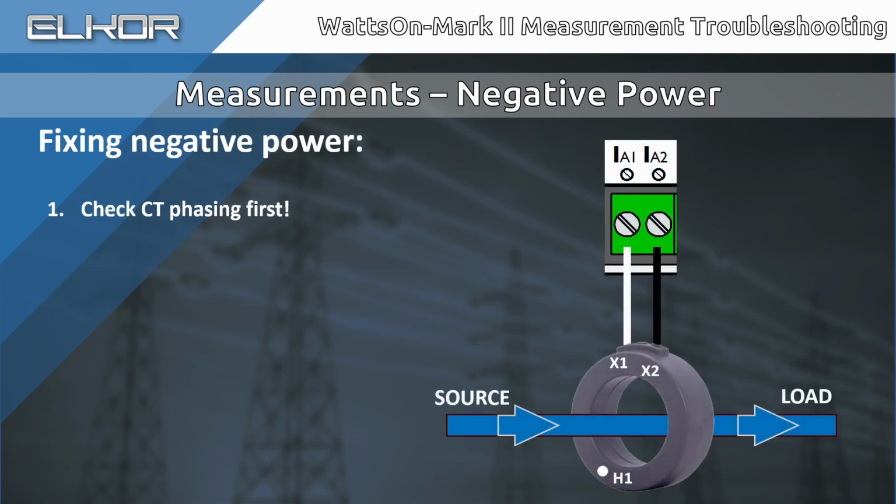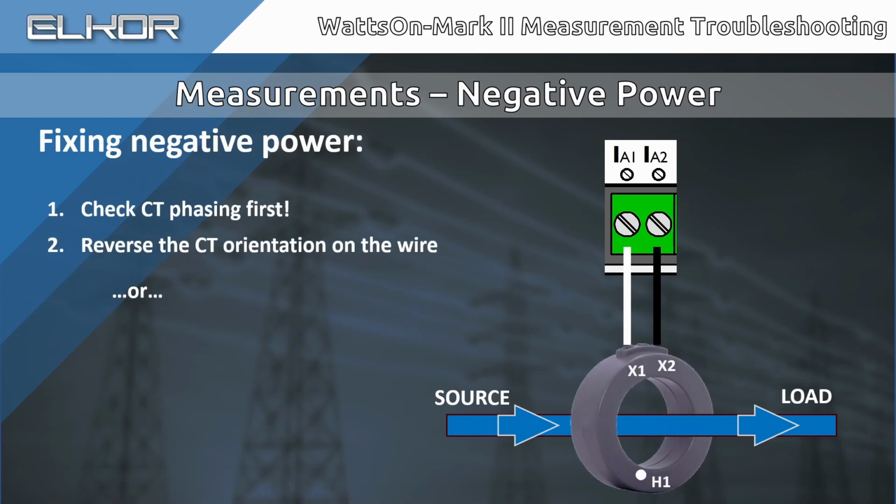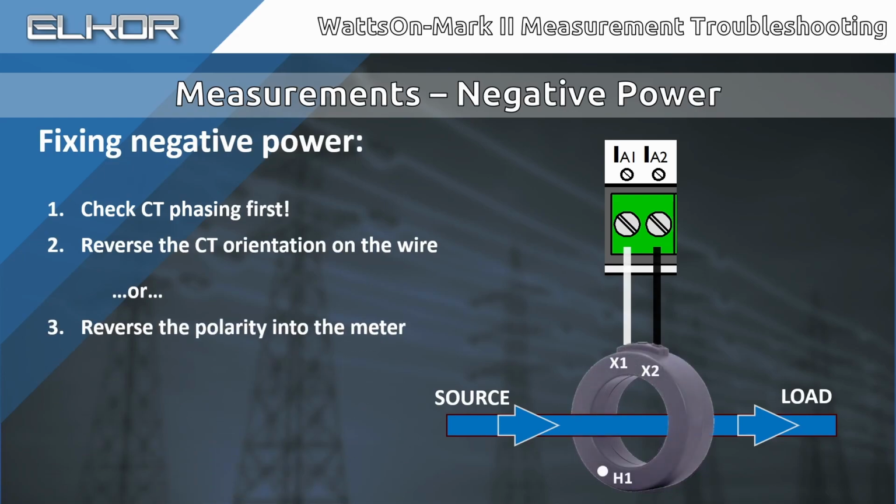If the phasing is correct, then reversing the sign of the power measurements may be achieved by either swapping the orientation of the CT on the conductor or reversing the polarity of the CT into the meter. Doing one is the same as doing the other. If the CT polarity or orientation is reversed to correct the power sign while the phasing is incorrect, then it will just compound the problem by fixing the symptom and not the cause. This is why it is important to focus on the power factor readings prior to correcting any power sign discrepancies.